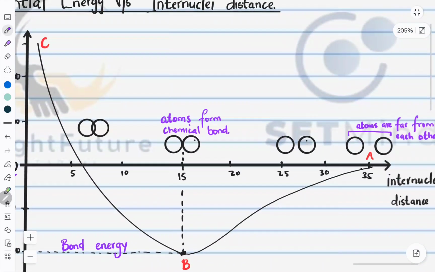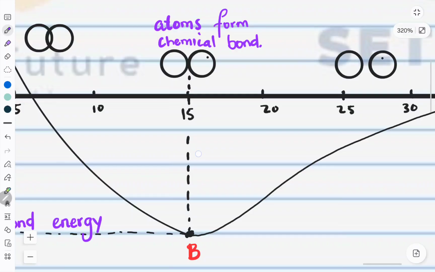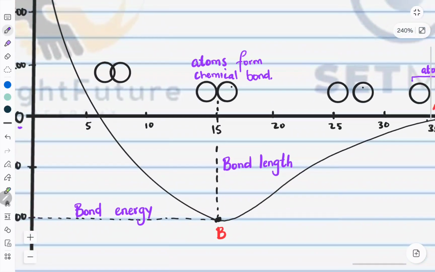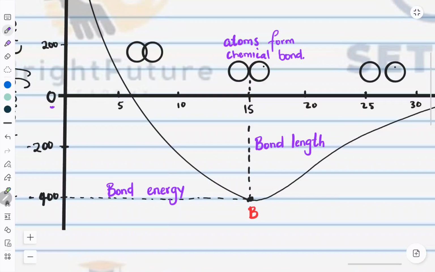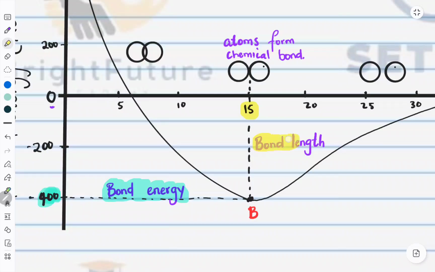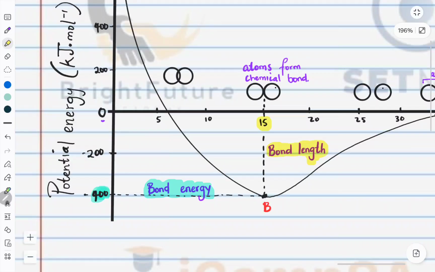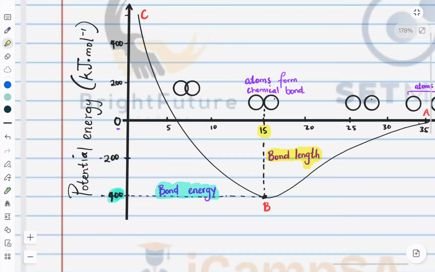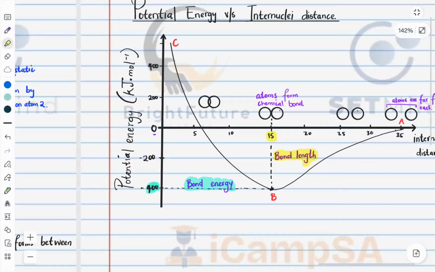Okay, so now we have bond energy and then we have bond length. Okay, bond energy and bond length. So bond energy would be this value, right? That would be our bond energy, while bond length would be that value. That would be our bond length. Okay, so this is what will happen there. So at that point B, we are looking mostly for those values. These are the values that we would be just focused on for this graph.